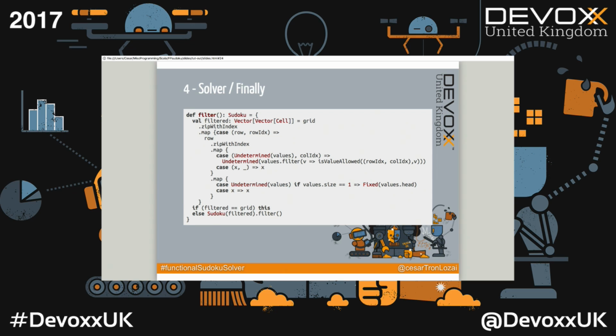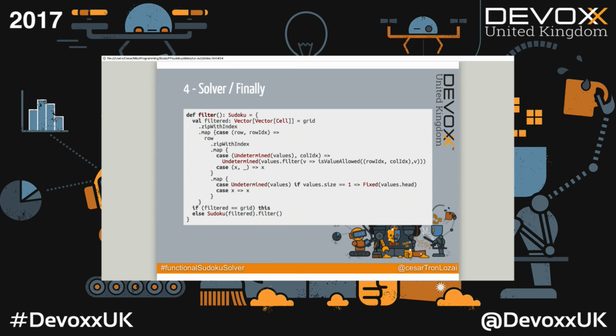And this is basically a catch-all. If I have anything else, just return the same. So this is going to reduce my values, and I'm going to reach a point where I might find some undetermined values that have a size of 1. So I can do a case, pattern matching with a guard. If this is the case, then I can transform it into a fix, and that will allow my problem to progress.